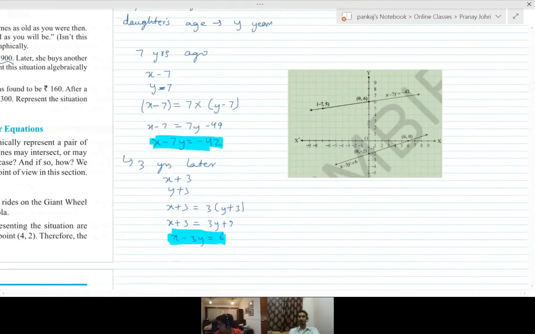So, got the graph. This is the first one, this is the second equation. It doesn't appear clearly, but we can understand that it's intercepting.